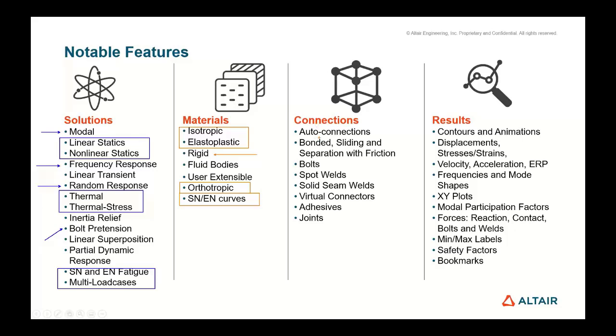In the connections that you want, obviously in my tutorial later on, I'll be showing you how you can weld a frame together very quickly with the connections tool in SimSolid. But just know that you do always have the option to do auto connections. And from that auto connections, it will give you bonded, sliding or separating with friction. You can start looking at bolts, where you might want to incorporate bolts into them, any sort of pretensioning in them. You can bring in spot welds and seam welds and any sort of virtual connectors. If you want to do a remote connection type, you can. You can incorporate adhesives and joints as well.